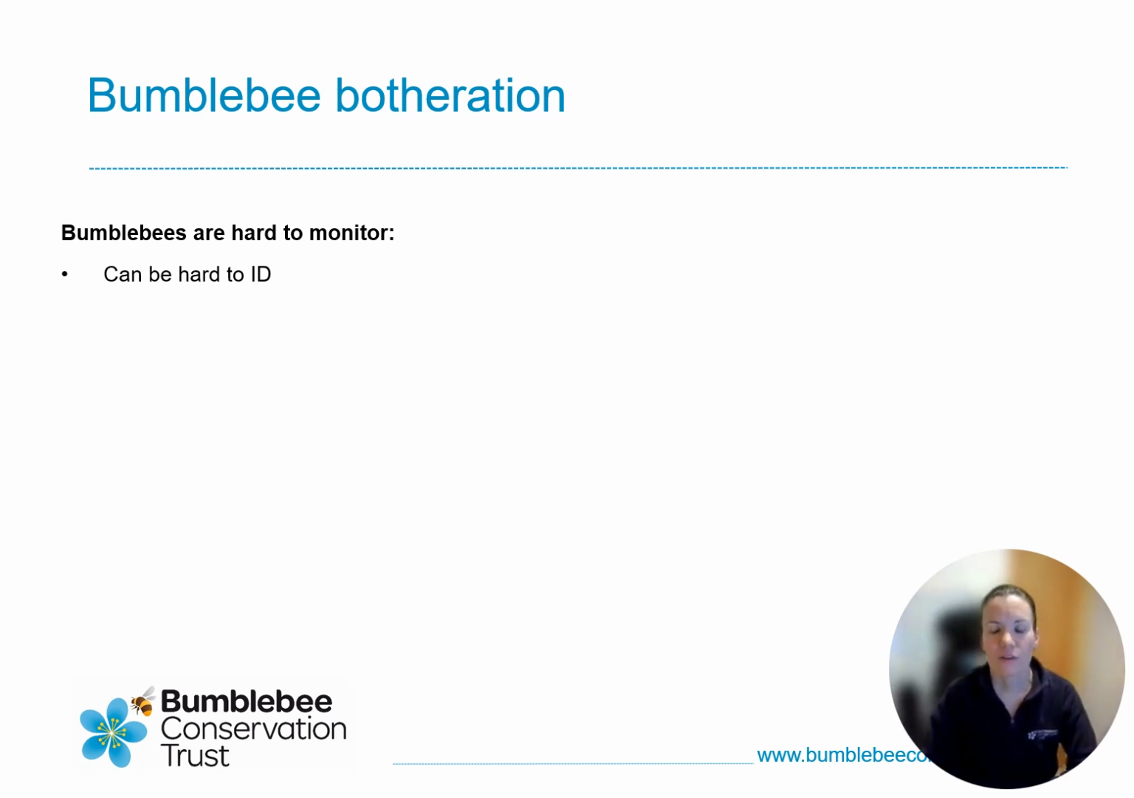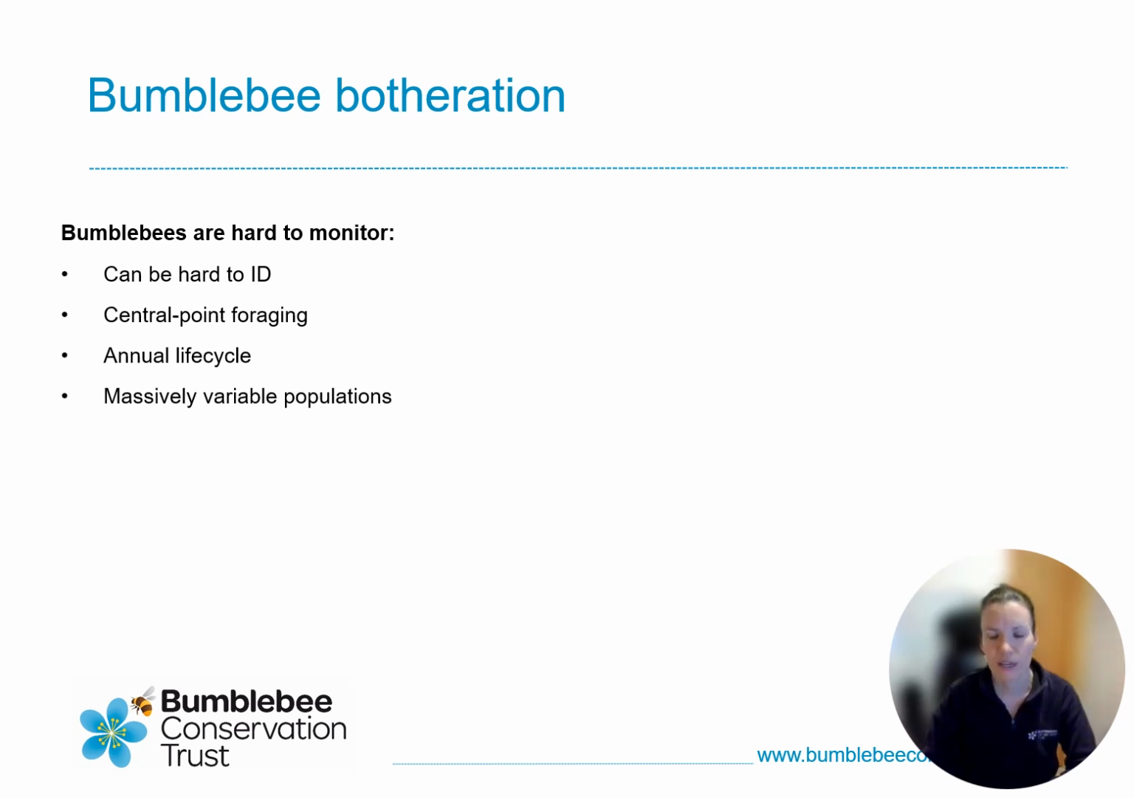The tricky thing at the time was that we didn't have a good pool of people available to go out and survey and collect that data for us. There was only really a handful of people able to confidently ID bumblebees, and within the Trust we didn't have enough staff and resources to be able to go out and get that data ourselves. They're a group that can be tricky to ID, and it does take training to be able to do that.